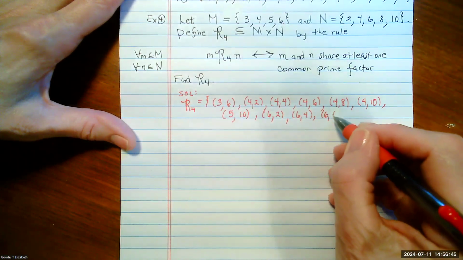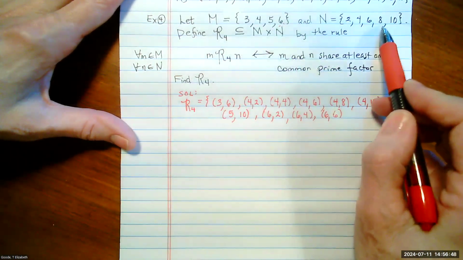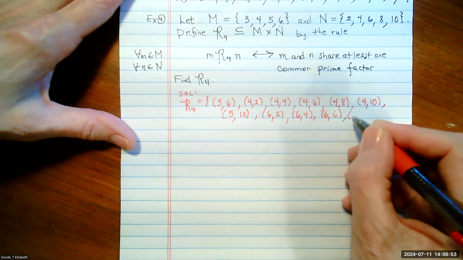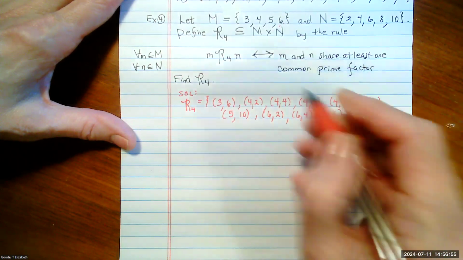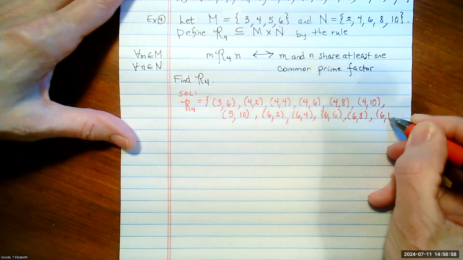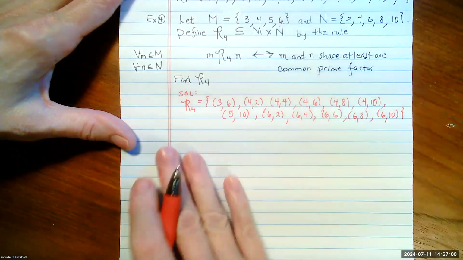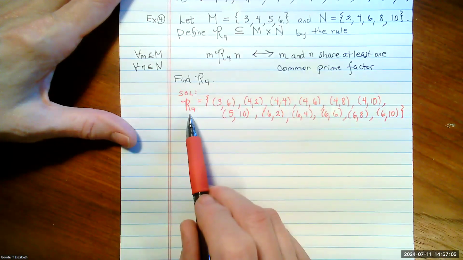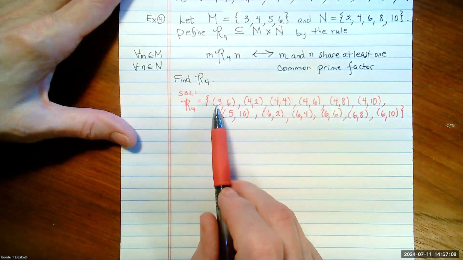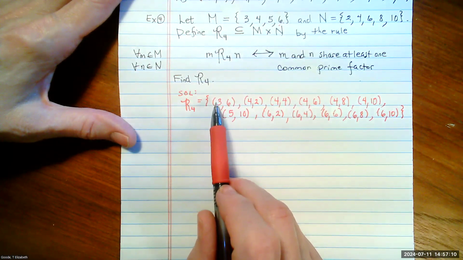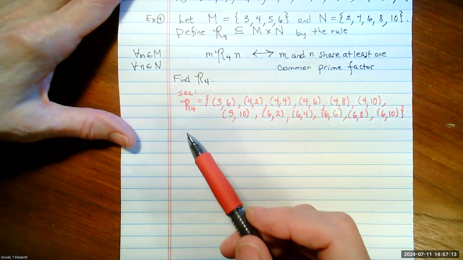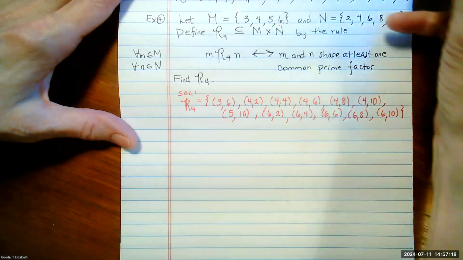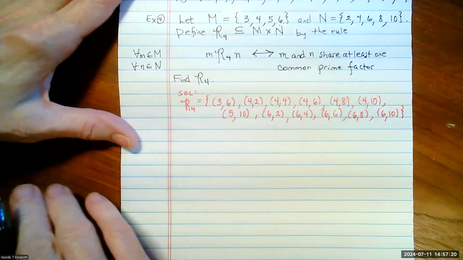What about 6 and 8? Is 6 R4 to 8? Is 6 related to 8? Sure. They both share the common prime factor 2, and 6 and 10 share 2 as a common prime factor. So that's R4. Ordered pairs are in R4 if and only if the 2 coordinates share at least one prime factor. So that's another way to see a rule defining a binary relation from a set to a set.